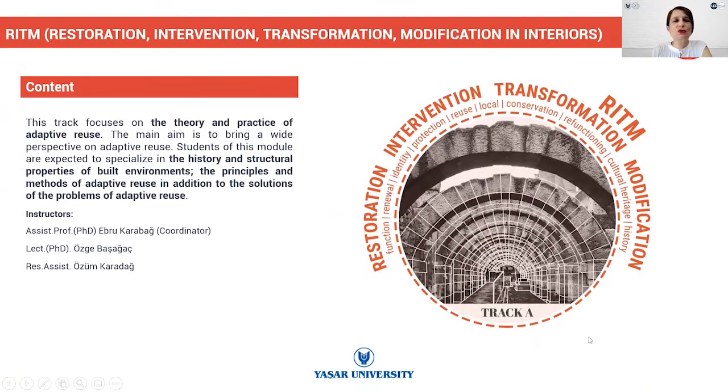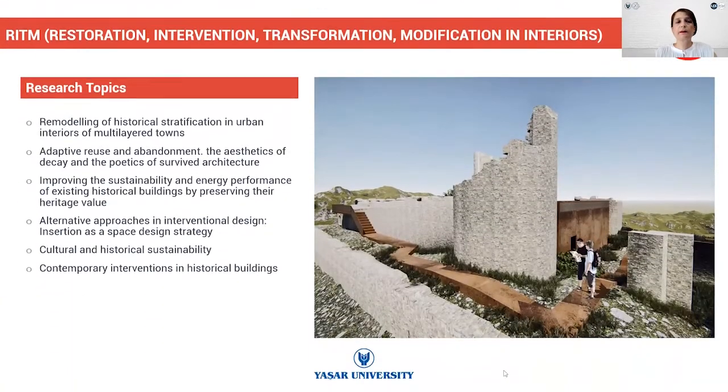Okay, let me introduce you to the fields in more detail. The first field, I will not always tell the full name. It focuses on the theory and practice of adaptive reuse, and the main aim is to bring a wide perspective on adaptive reuse. Students of this module are expected to specialize in the history and structural properties of built environments, the principles and methods of adaptive reuse, in addition to the solutions of the problems of adaptive reuse.